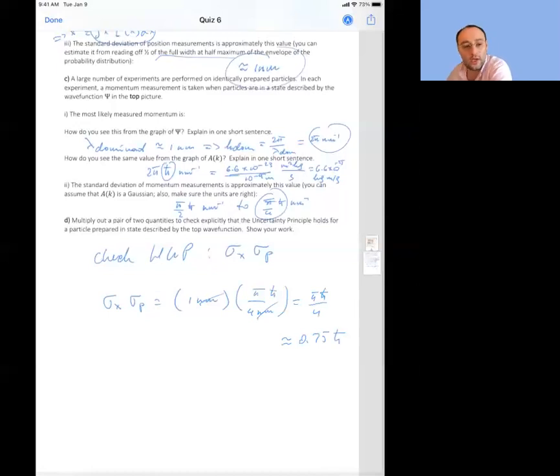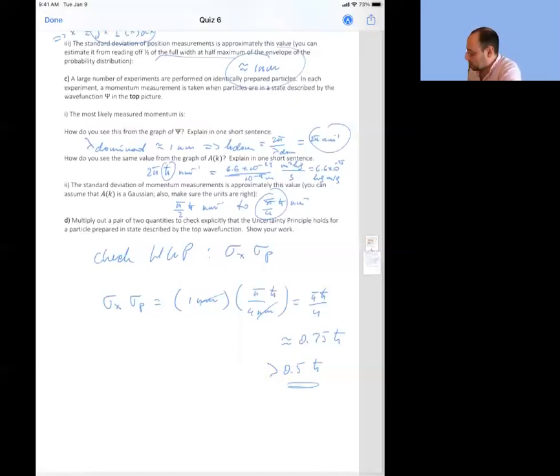0.75 h bar is a bit larger than the theoretical minimum of 0.5 h bar. However, keep in mind that our estimates of sigmas are approximate. I didn't actually compute integrals, I just eyeballed quantities. And if I did, I would still get a number that's certainly bigger than this theoretical minimum.